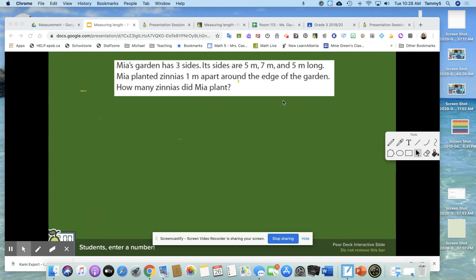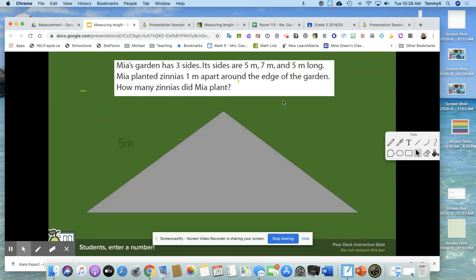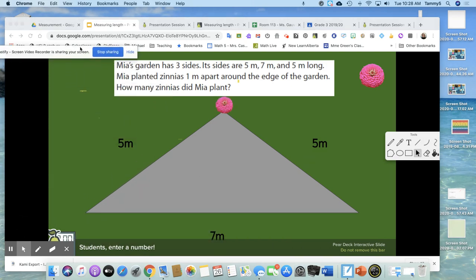So again, we need to draw a picture. So let's draw a triangle, label the sides as 5, 5, and 7 centimeters. Okay, so you don't have to draw a fancy flower, you could do circles for flowers. Now it says that we've got to plant these flowers 1 meter apart around the edge of the garden.